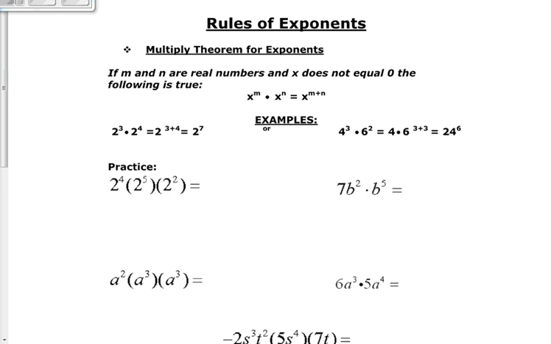Welcome back to topic 2. Today we're going to talk about two theorems, the multiply theorem for exponents as well as the quotient theorem. Let's look at our first example.